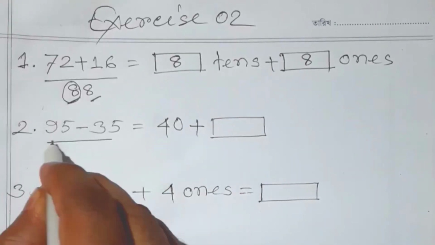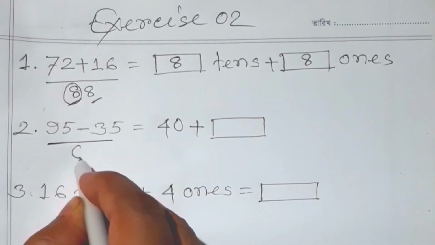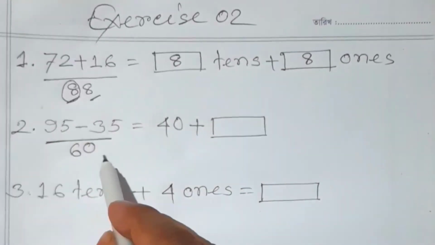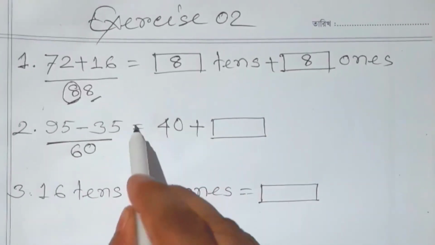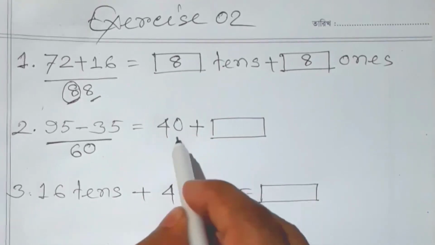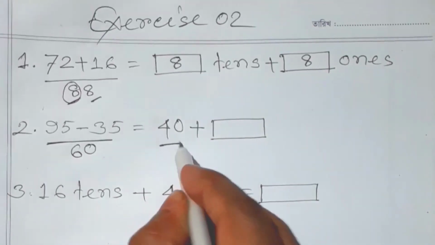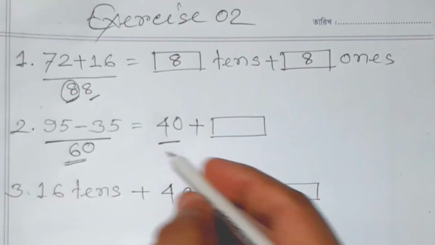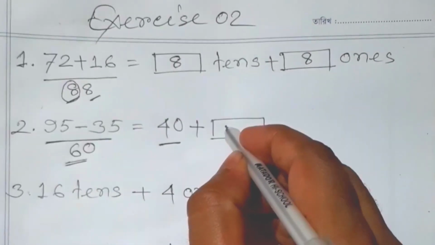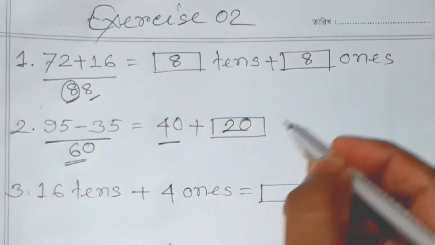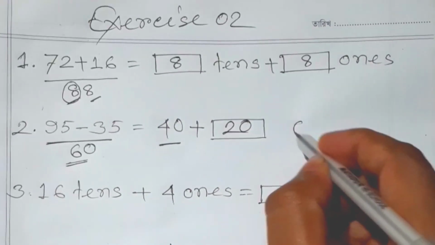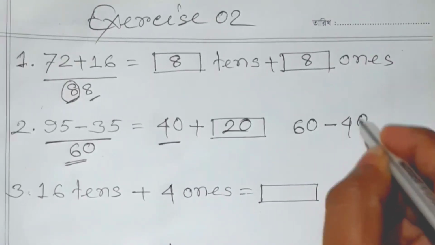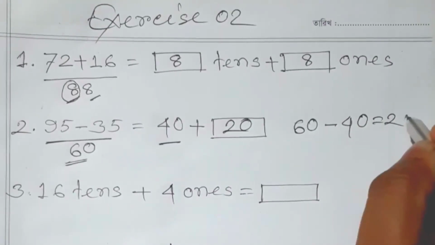Now number 2, 95 minus 35. 95 minus 35, the answer is 60. We know left side and right side will be equal. So here the number is 40, but the left side number is 60. So 40 needs 20 more. Like this, 60 minus 40, the answer is 20.